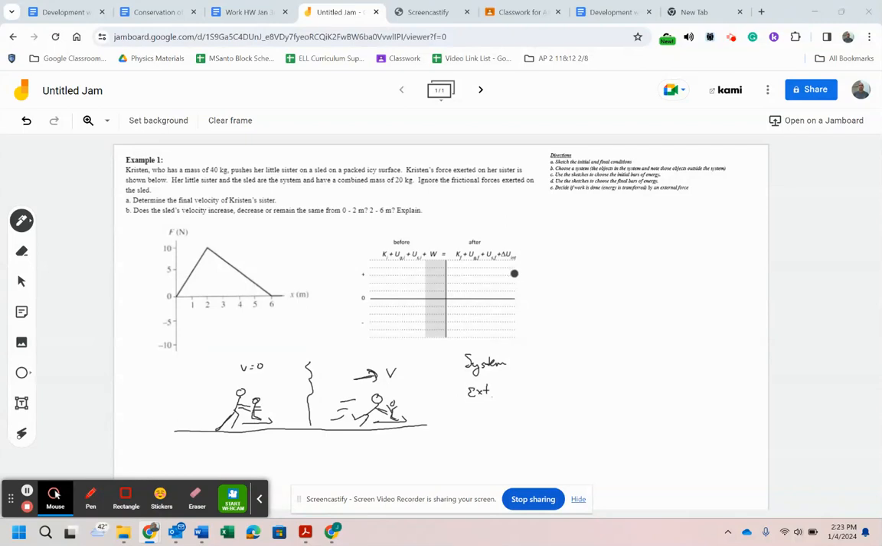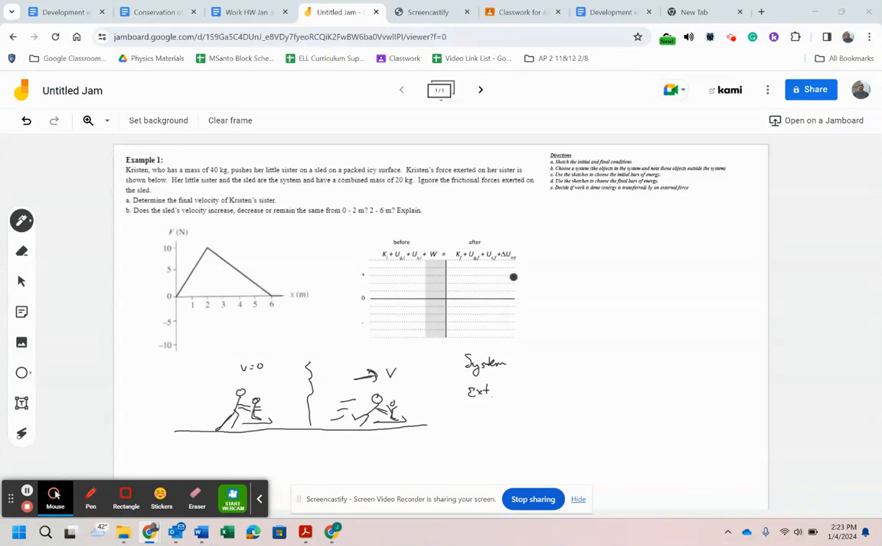So in this case, we have Kristen, whose mass is 40 kilograms, pushing her little sister on a sled on a packed icy surface. Kristen's force exerted on her sister is shown by the graph below. Her sister and the sled have a combined mass of 20 kilograms. And the first question is: determine the final velocity of Kristen's sister.